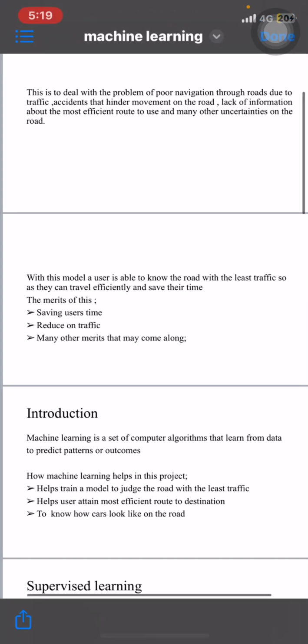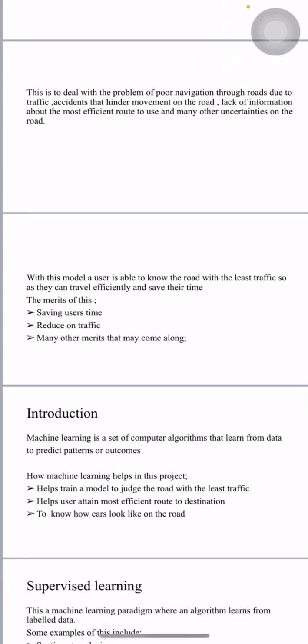So the solution that we are offering is we're going to develop a model that's able to judge between roads and know that this road has more traffic than this one. And how we are doing that is maybe using the number of cars on the road to do this. So the merits of this project is that it's going to help save users time, reduce traffic on the road, and very many advantages that come to it.